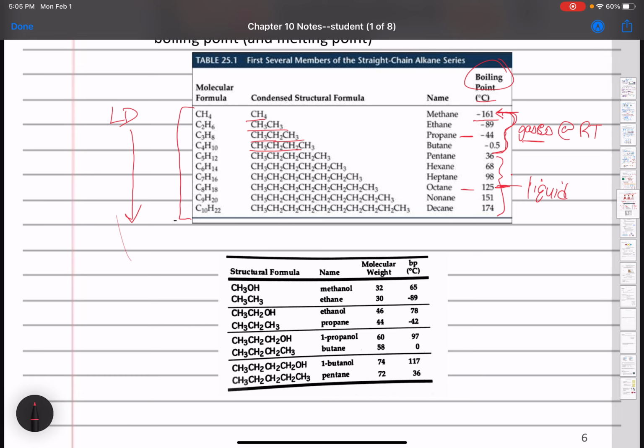Another comparison that I have here, we're looking at an alkane, or a hydrocarbon, carbons and hydrogens only, versus a molecule that has an oxygen in it. Okay, so methanol versus ethane. They have similar molar masses, similar molecular weight, so they're about the same size, so their London forces are equal.